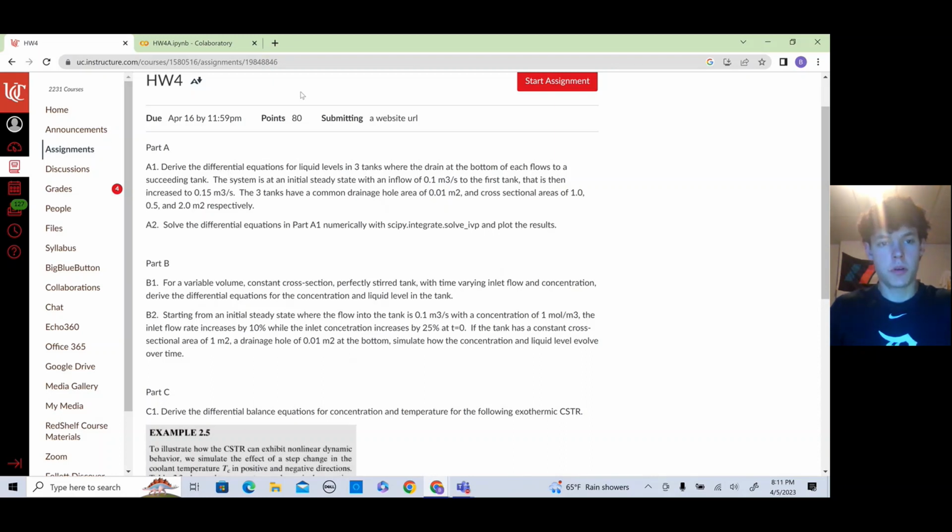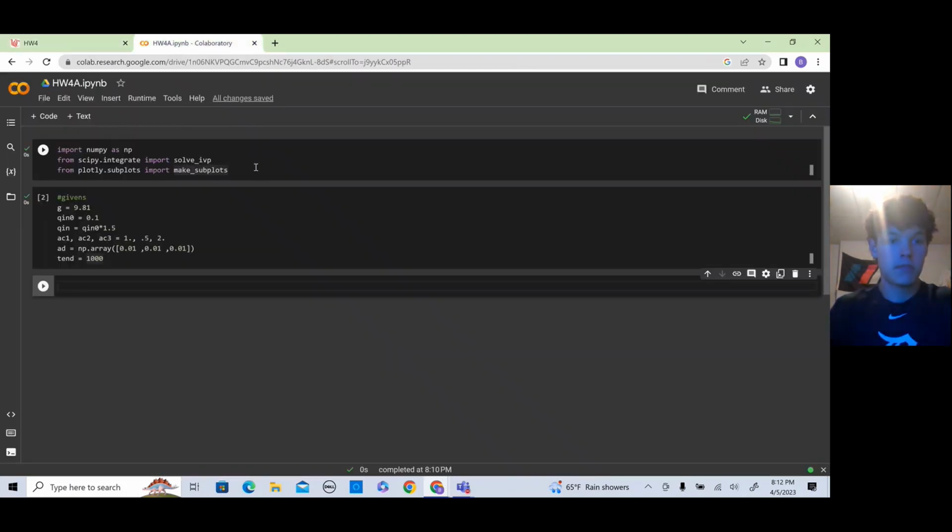This is going to be homework for part A2, in which we'll use the equations we just derived to simulate the levels at which the tank would be at by changing the initial flow rate to 0.15 instead of 0.1. And then we have our drainage hole given and the cross-sectional area of each tank, 1, 0.5, and 2. So I've imported NumPy, SciPy integrate, solve IVP, which we'll use to solve this problem, and our Plotly subplots in order to plot our results.